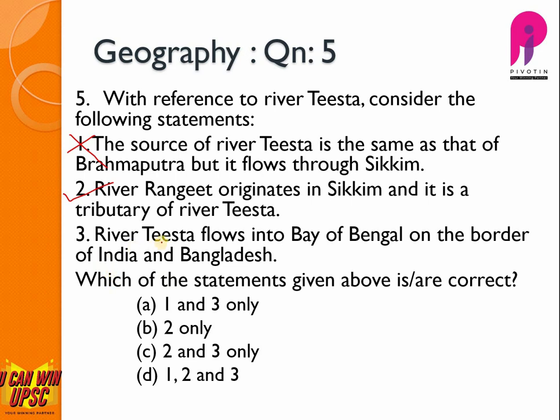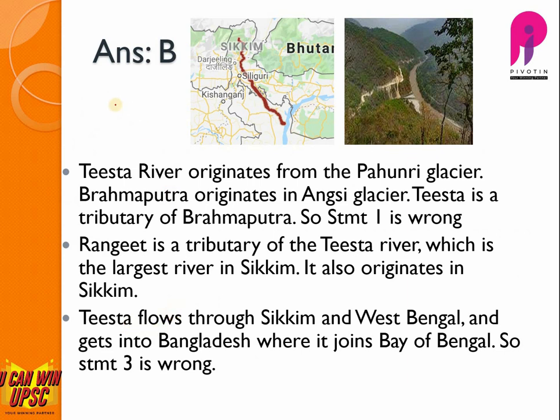Let's check. Actually, River Teesta flows through Sikkim and West Bengal, and it enters into Bangladesh, and there it joins the Bay of Bengal Sea, not on the border of India and Bangladesh. So it is wrong. The answer to this question is B, 2 only. You can see, actually, Teesta River originates from Pahunri Glacier and Brahmaputra originates in Angsi Glacier.